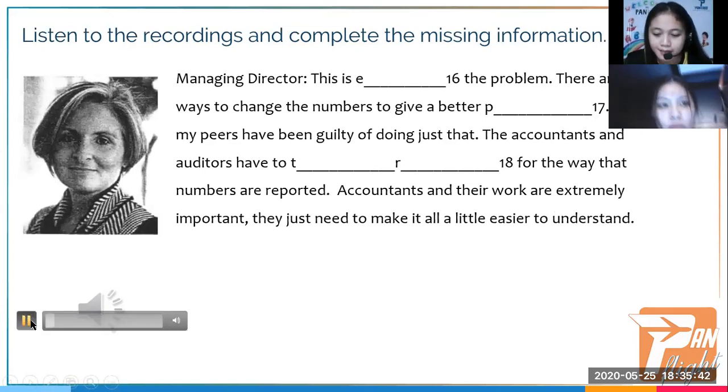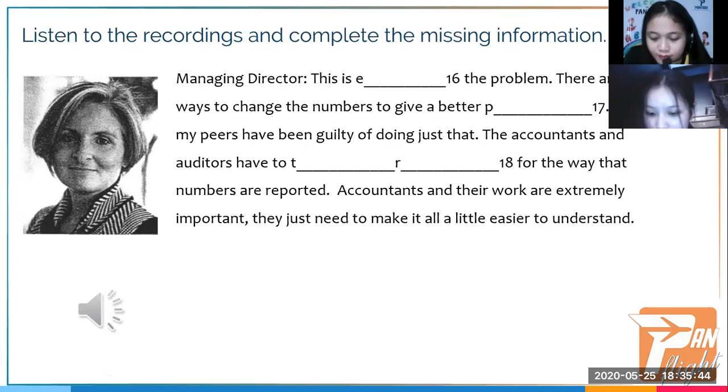Managing Director. This is exactly the problem. There are many ways to change the numbers to give a better picture. Some of my peers have been guilty of doing just that. The accountants and auditors have to take responsibility for the way that numbers are reported. Accountants and their work are extremely important. They just need to make it all a little easier to understand.